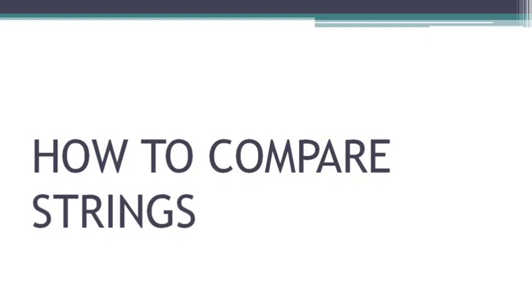How to compare strings. Python string comparison can be performed using the equality sign, which is double equal to, and comparison signs, less than, equal to, not equal to, etc. Basically all the relational operators.